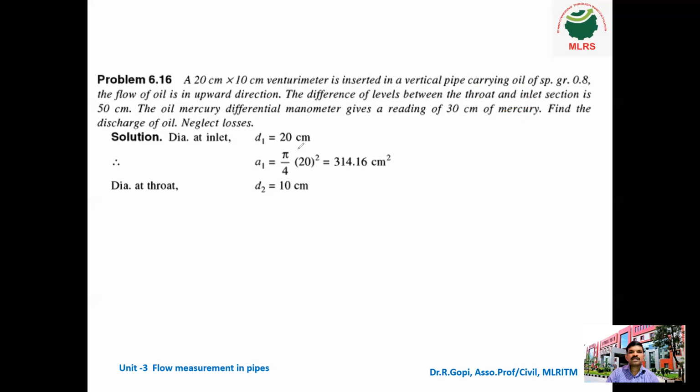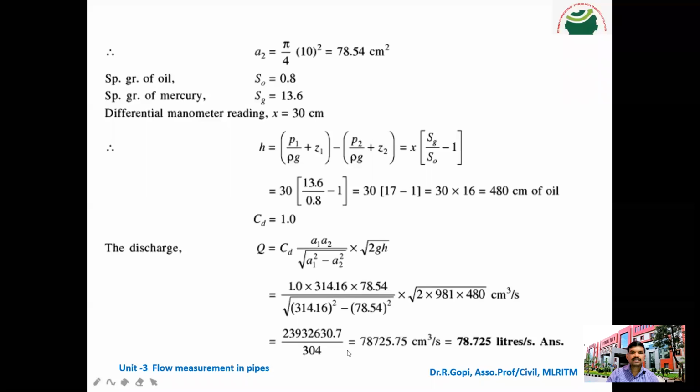So what are the data given? D1 is given 20 centimeter and the corresponding A1 is 5/4 into 20 square, and D2 is given 10 centimeter and the corresponding area is A2, so it is 5/4 into 10 square. Okay, specific gravity of oil is also given in the question. It is 0.8 and specific gravity of mercury 13.6. We know it is a standard one. Differential manometer reading x equal to 30 centimeter.